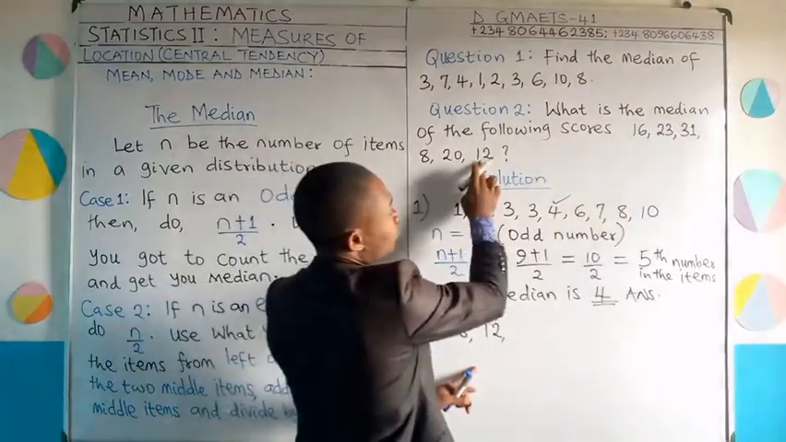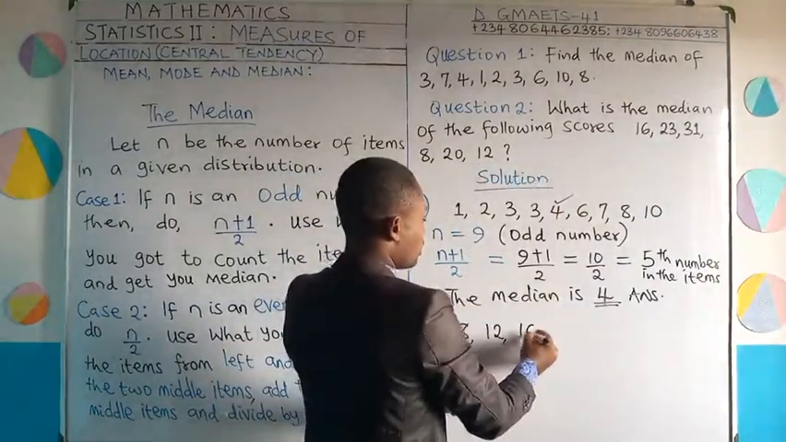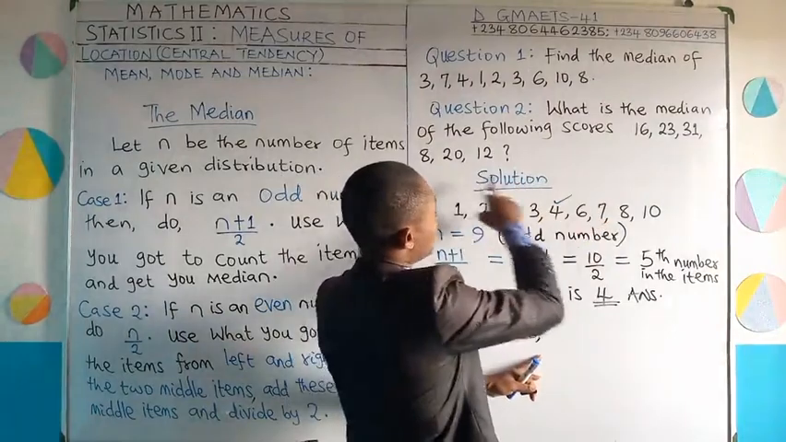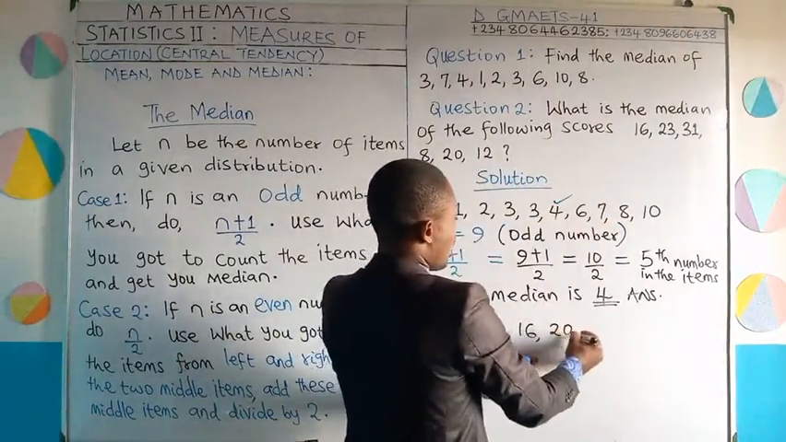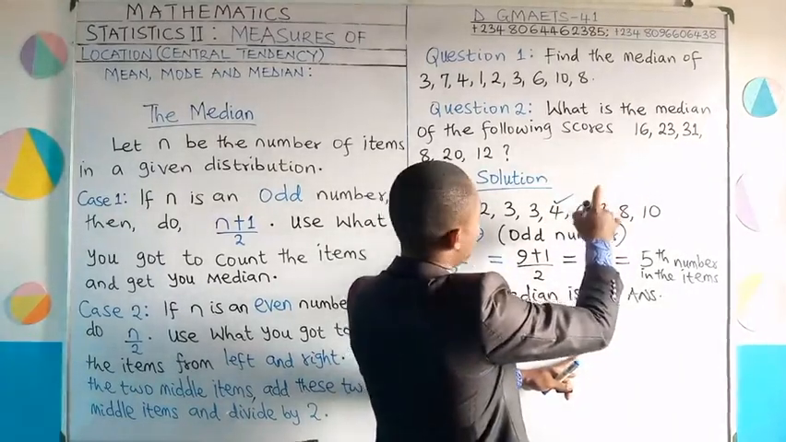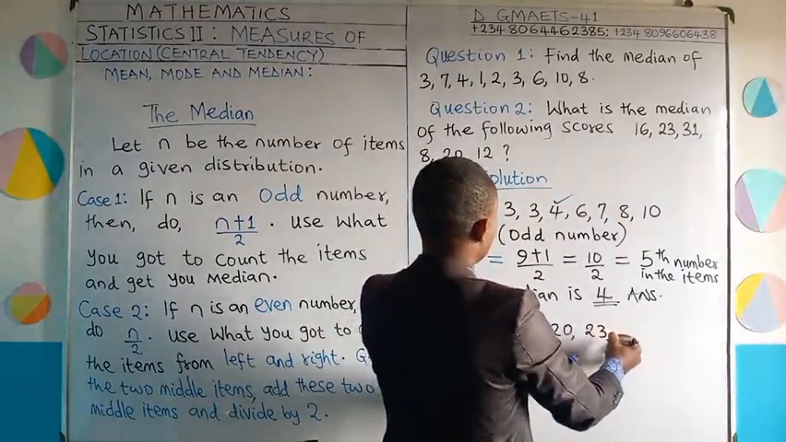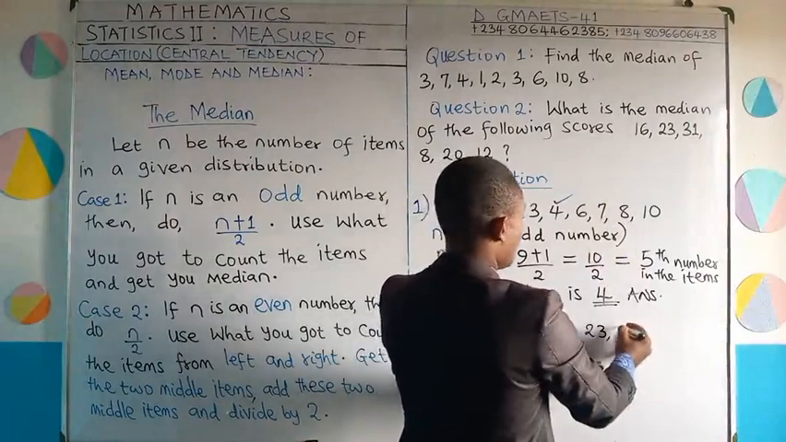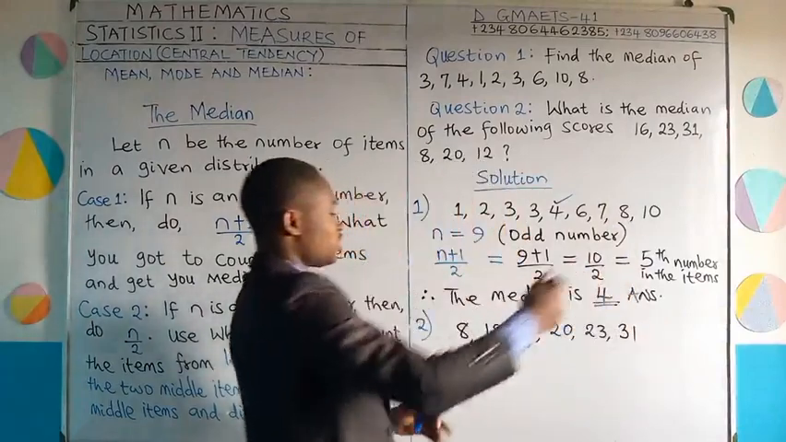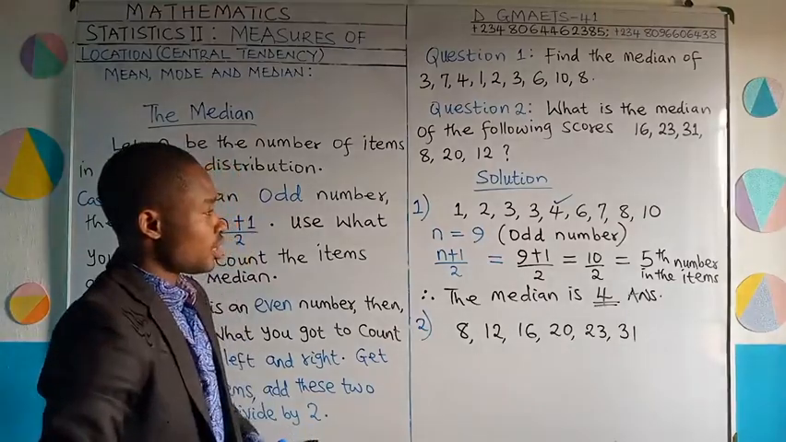So we have 8, we have 12. The next number is 16. After 16, the next one will be 20. After 20, the next will be 23. Then after 23, we have 31. So I have arranged the items in increasing order.